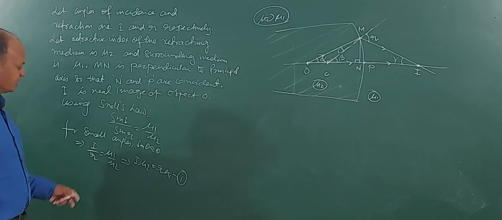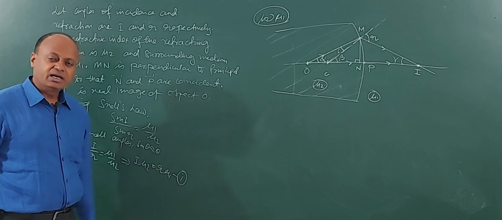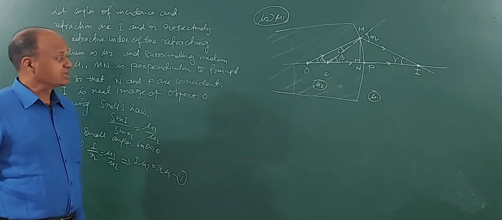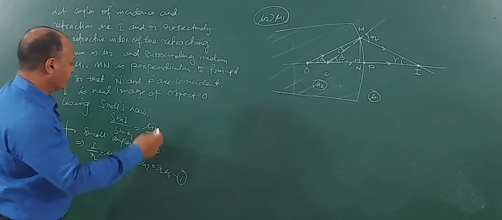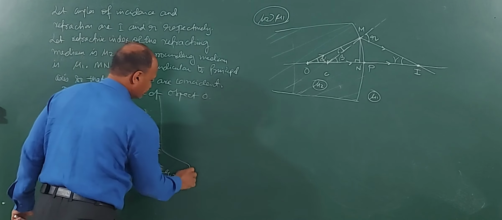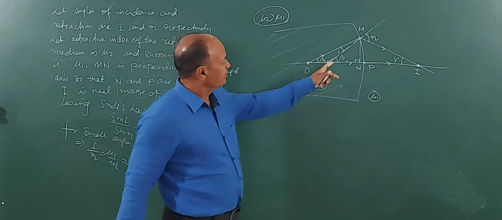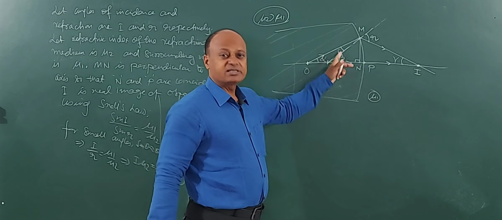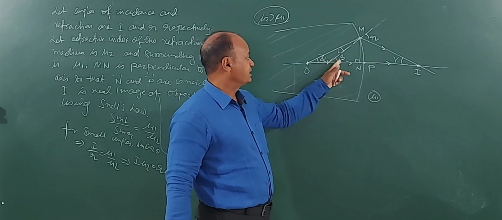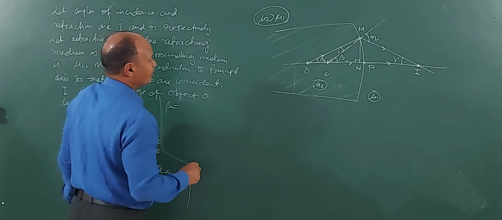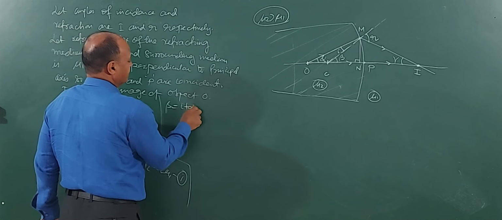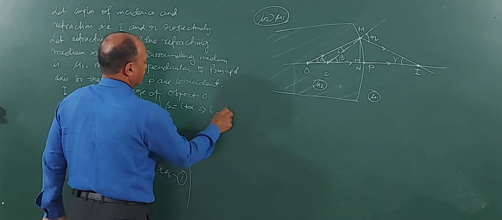So children, once you got this relation i mu2 is equal to r mu1, I have to translate i and r in terms of angles alpha, beta and gamma. Clear? Now when I look at these angles, children, beta will be equal to how much? Alpha plus i. Why? Because beta is external angle. So beta is equal to i plus alpha. So how much is i? Beta minus alpha.